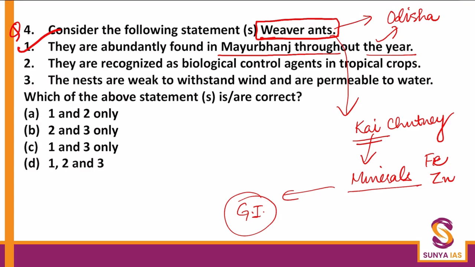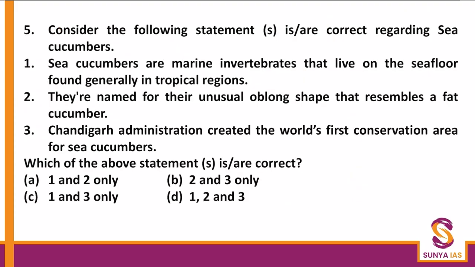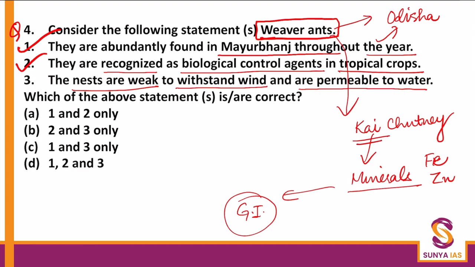Remember this. They are recognized as biological control agents in tropical crops. Yes, true. They are biological control agents because they feed on the leaves, larvae and mucus of some animals. The nests are weak to withstand wind and are permeable to water. No, they make very strong nests. That is not permeable to water. The statement is wrong. 1 and 2 should be the correct answer.